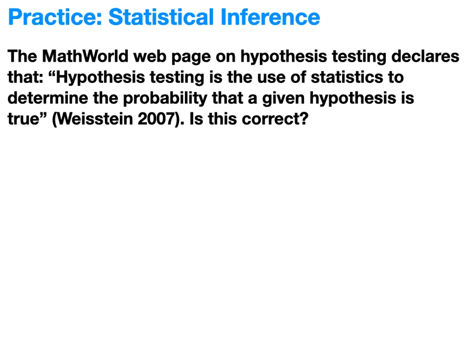Okay, same idea here. This one comes from an online math textbook. So in this Math World website, it had this hypothesis testing webpage that said, hypothesis testing is the use of statistics to determine the probability that a given hypothesis is true. And so the question is, is that correct? And if it's not quite correct, can you clarify it to make it correct, given what we've learned so far?